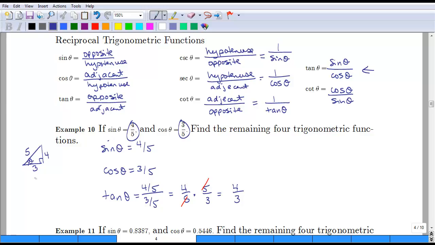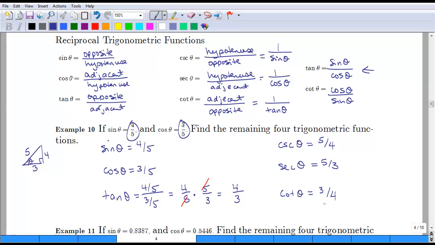Now that we have sine, cosine, and tangent, we can find the remaining reciprocal trig functions, namely cosecant of theta, always make sure you have theta, is going to be the reciprocal of sine. So this is going to be 5/4. We just flip that fraction over. Secant, which is the reciprocal of cosine, is going to be 5/3. And cotangent of theta is going to be the reciprocal of tangent, which would be 3/4.